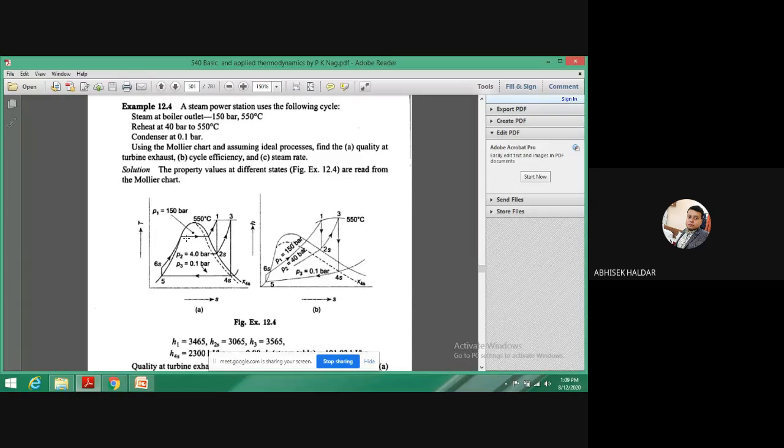This is a constant pressure line, TS plot. So this is my 150 bar. You can see here it is written. So the high pressure turbine is dropping the pressure from 150 bar to 40 bar. Okay, it is 40 bar or 4 bar. I don't know which value they have taken in the problem, but whatever value is given in the problem, that will be taken.